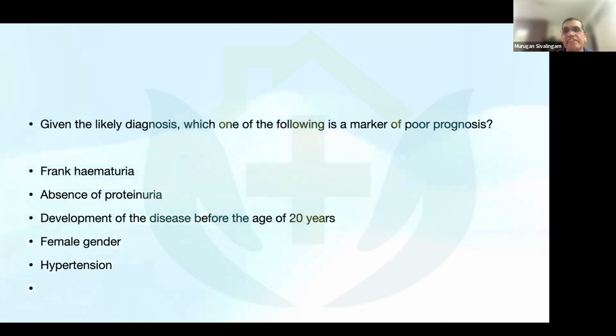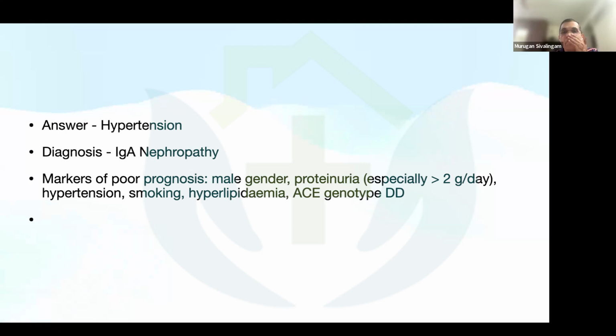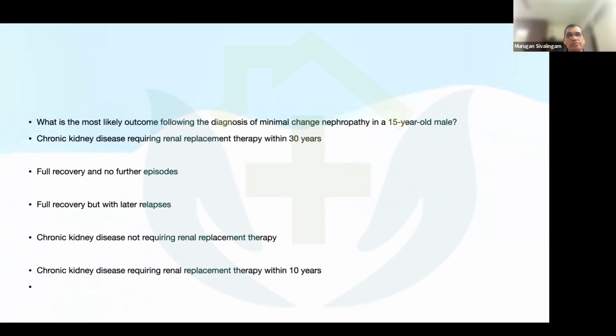So with any kidney disease, remember the two things are presence of hypertension and degree of proteinuria. Male sex, increased proteinuria, hypertension, smoking, genotype DD, etc. But the most important things are proteinuria and presence of hypertension. Okay, right. This is a relatively simple question. We'll just do a couple more questions.